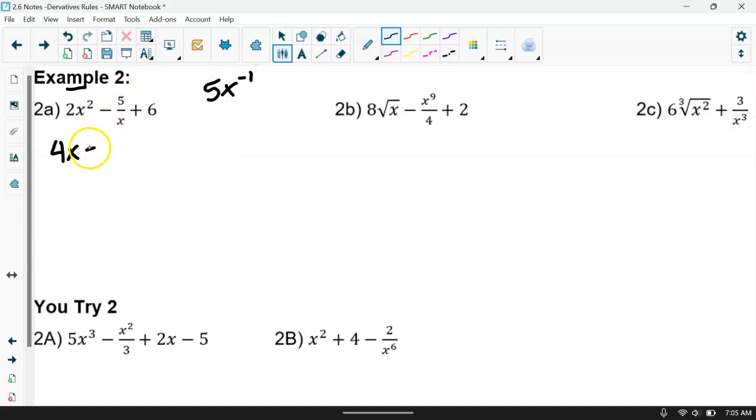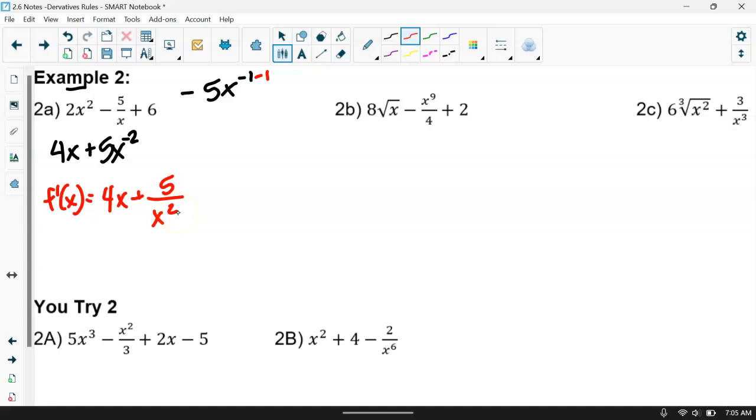Oh, so notice the two negatives are going to make a positive, because this was a negative, sorry about that, 5x to the negative 1. So positive 5x to the negative 2, because again, subtracting 1 from your exponent, there's negative 2. Then the derivative of a constant is just 0. So to rewrite this, our derivative of our function is 4x plus 5 over x squared.